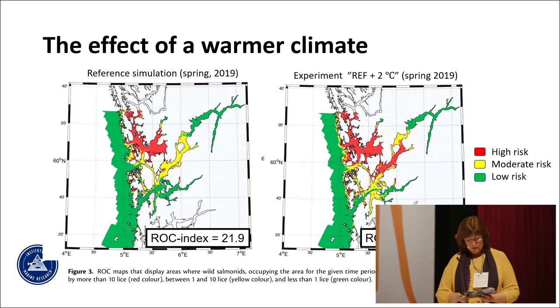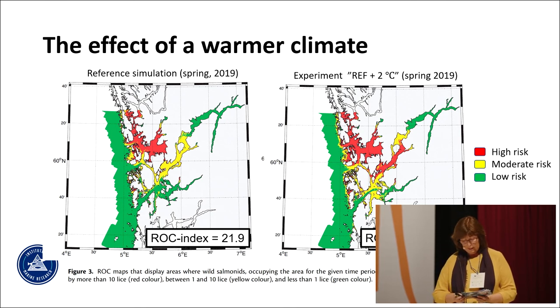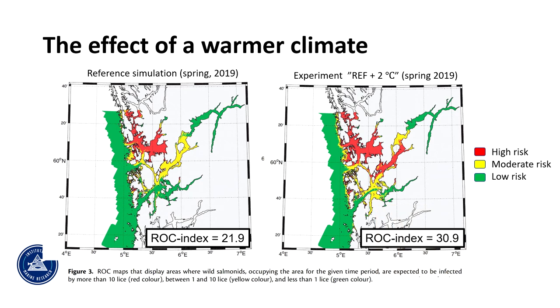In our experiments, where the water temperature was increased by 2 degrees in the right panel, both the size of the yellow and red area and the ROC index was increased. And the ROC index, as you've seen, was increased from about 20 to about 30, and in this specific area then turned from moderate to high impact.